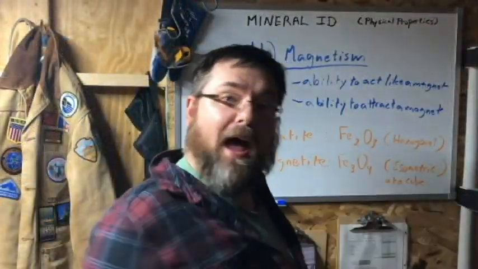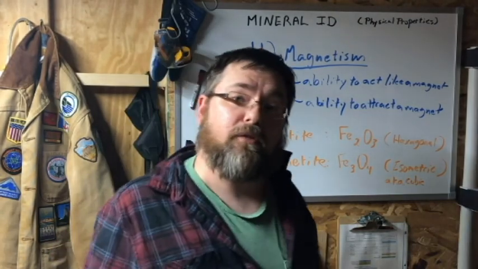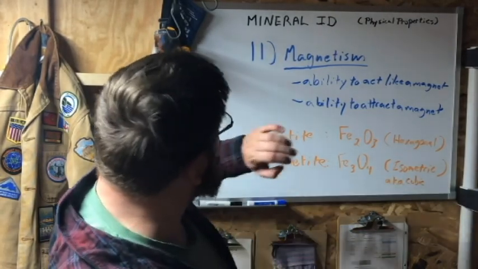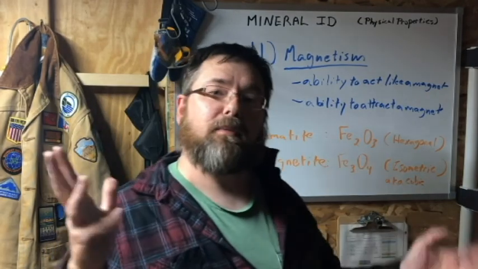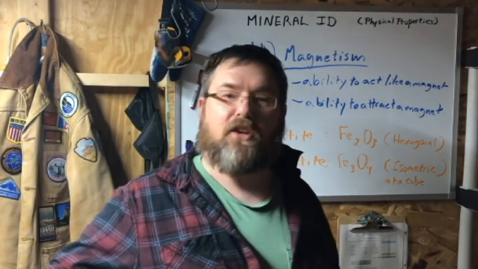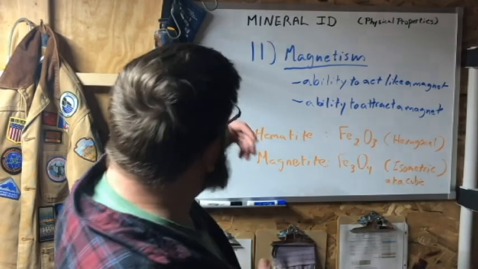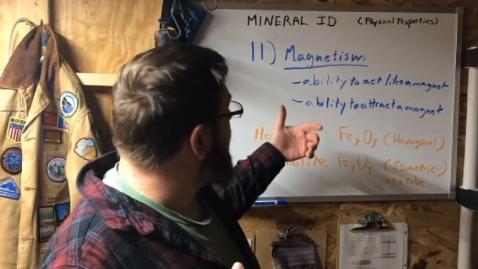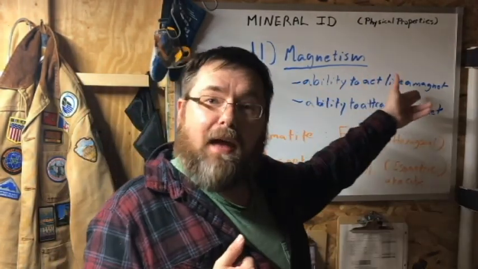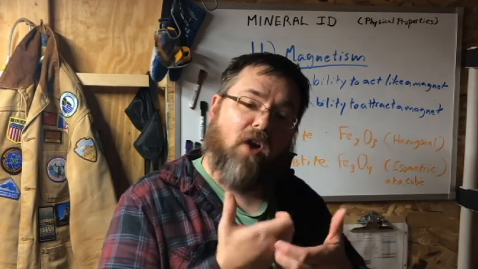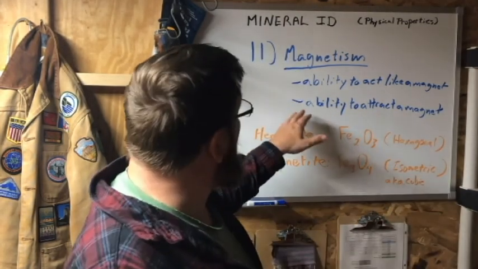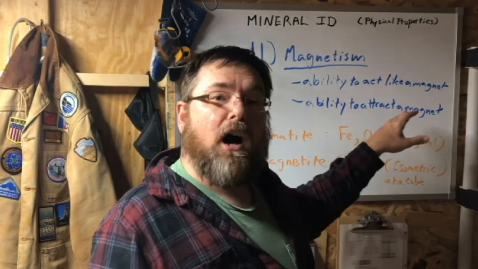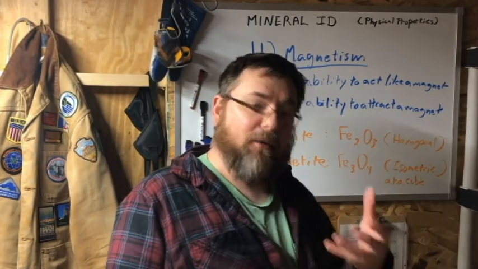Okay, number 11, magnetism. I'm going to do a demonstration here for you in a little bit, but first I just want to talk about it for the purposes of a quick identification in a lab setting. Basically, magnetism is the ability to act like a magnet. So if the mineral can attract a piece of metal, or a mineral's ability to attract a magnet. So the other way around, you have the mineral sitting there, you put the magnet on it, and it sticks.